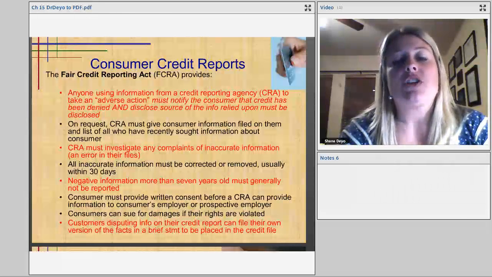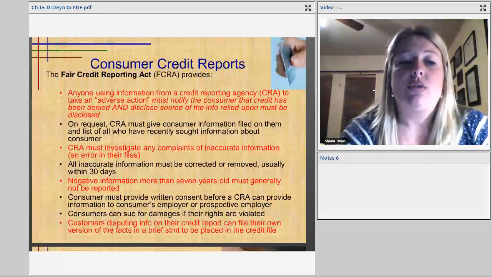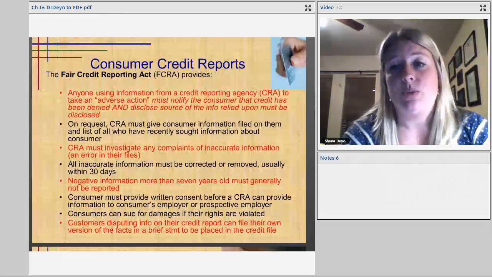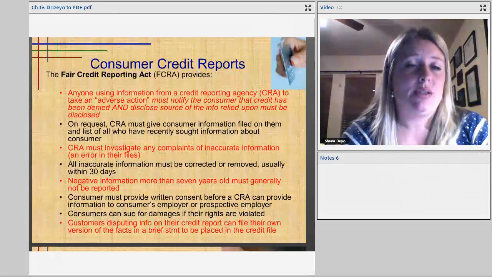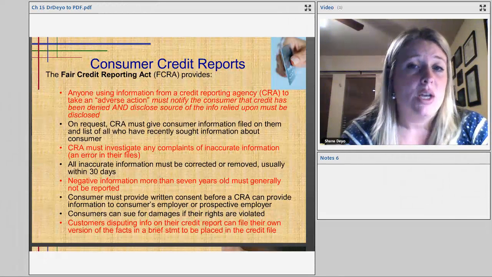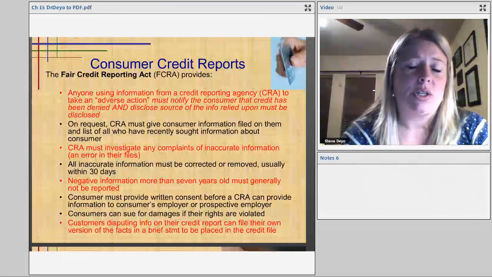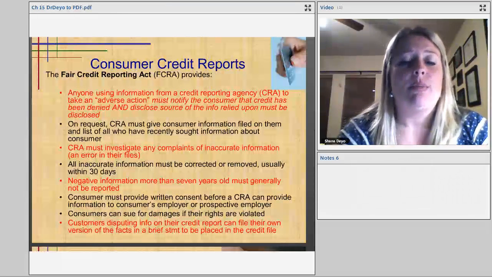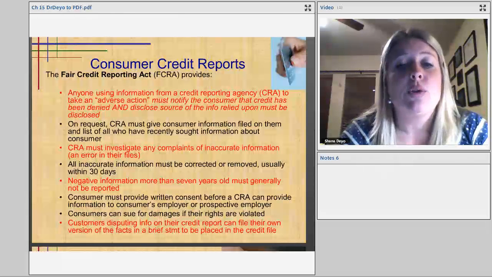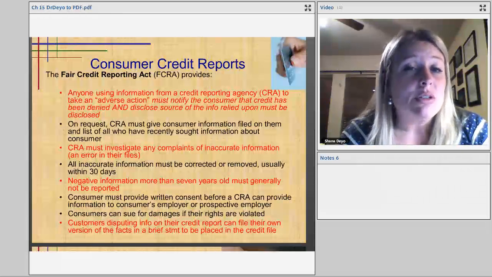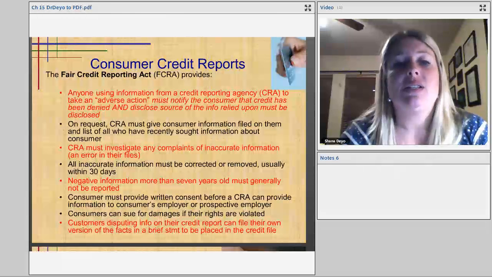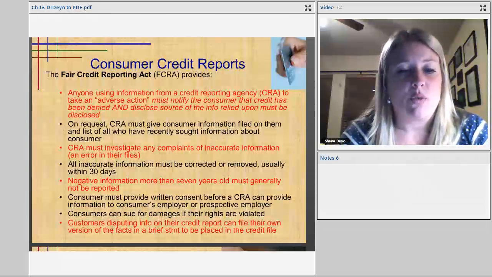All inaccurate information must be corrected or removed within 30 days. Negative information more than 7 years old is generally not used. Bankruptcy typically stays on your file for 7 years, but bad credit older than 7 years starts to come off most of the time. Consumers must provide written consent before the credit reporting agency can provide your information to the consumer's employer or prospective employers. Consumers can sue for damages, of course, if any of these rights are violated and they are not cooperative with you.